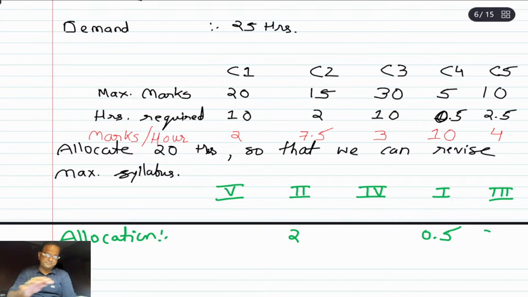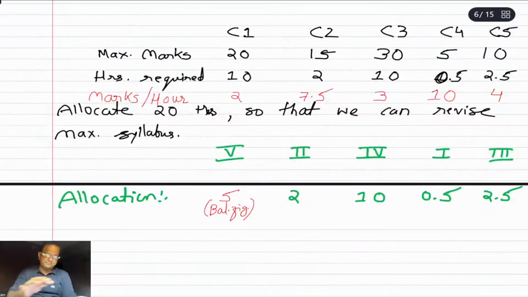Now I will allocate 2.5 hours to chapter number 5. So 17.5 minus 2.5, it is 15 hours I am left with. So the fourth priority will get the maximum 5 hours, and it will be the balancing figure, 5 hours balancing figure. So now let's check it out, beta. How many marks can I revise in those availability of 20 hours?